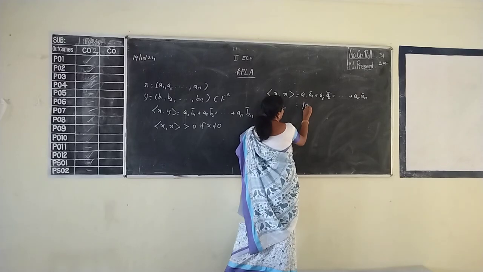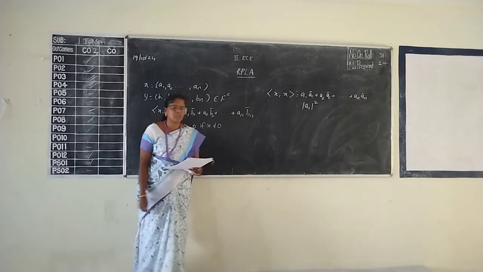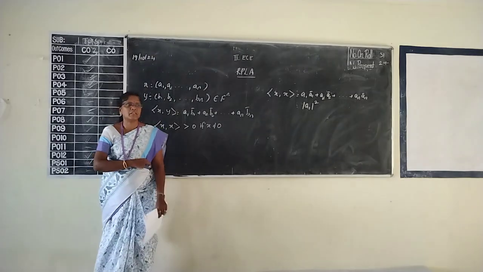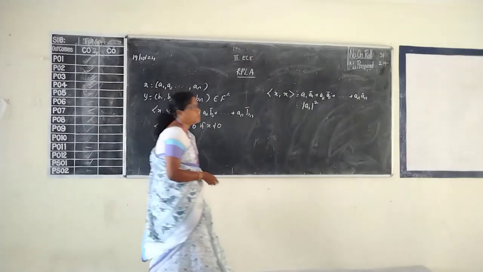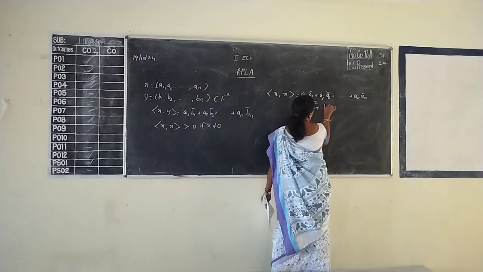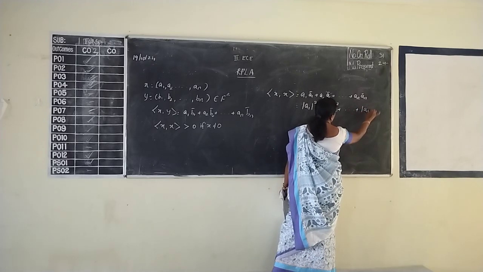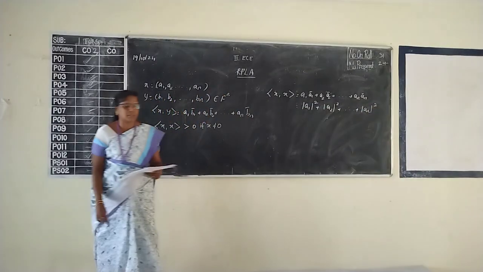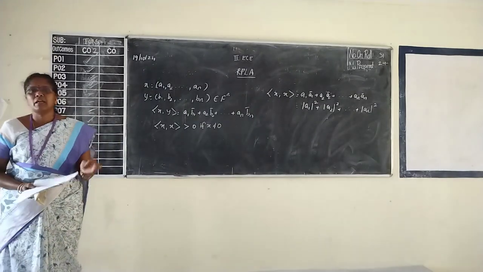That is equal to modulus of A1 square plus modulus of A2 square plus etc. plus modulus of AN square. Each term into the corresponding conjugate. We studied the modulus when we learned complex numbers. Now this is the answer you are getting.